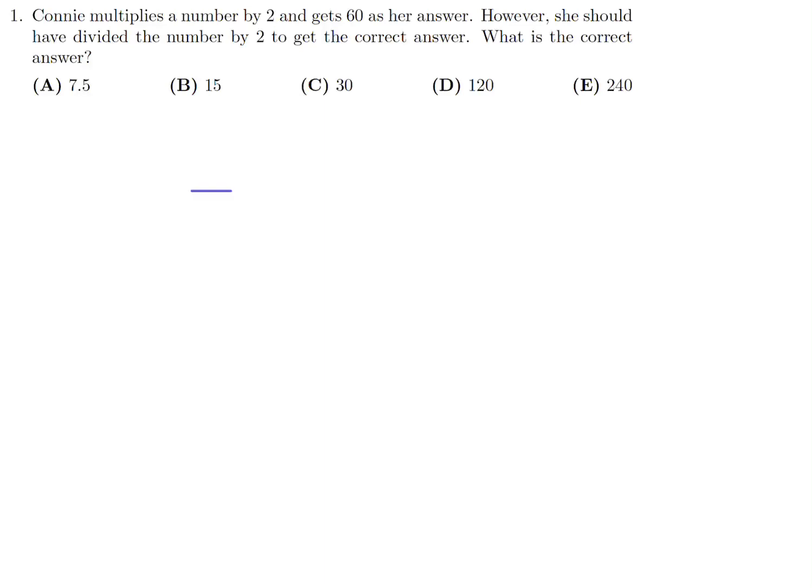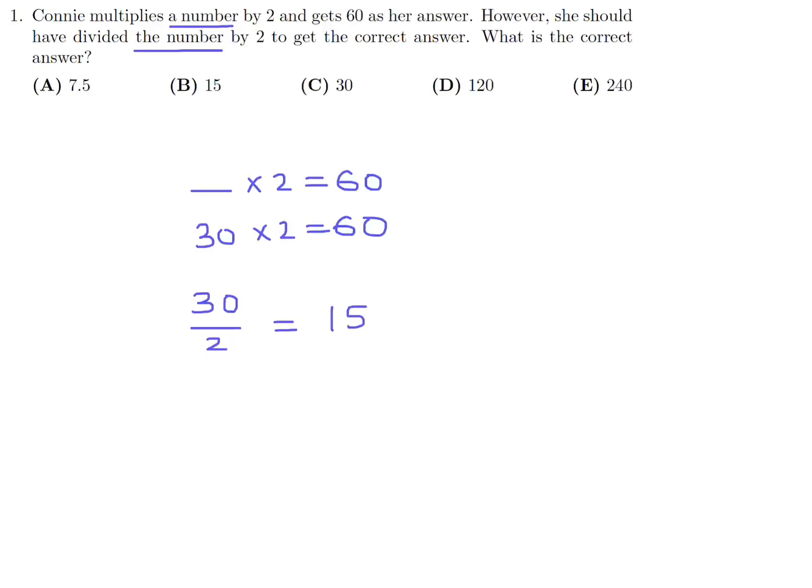So if she multiplies some number by 2 and gets 60, that number obviously is 30, right? Because 30 times 2 is 60. So 30 is our number. And then she should have divided the number, which is 30, by 2 to get the correct answer, which is 15. So number 1, the answer is B.